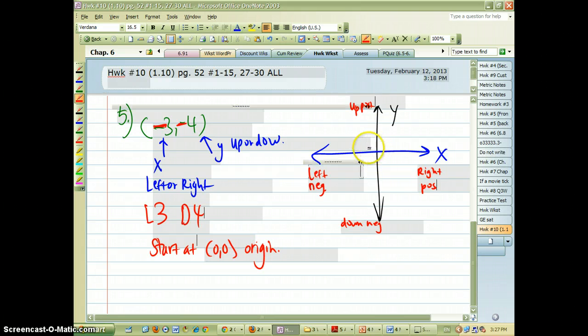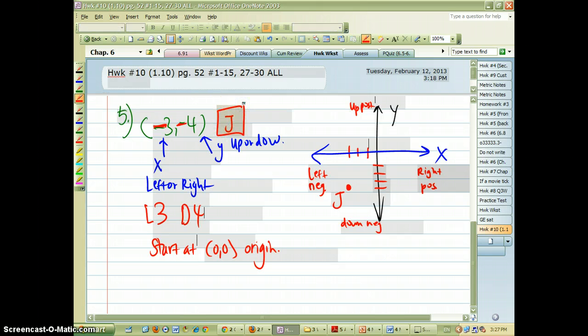And then I'm going to go left 3, 1, 2, 3, and then I'm going to go down 4, 1, 2, 3, 4. So it's going to end up right there. Left 3, down 4. And that's going to be my letter J, actually, when I look at my answer. So letter J for number 5.